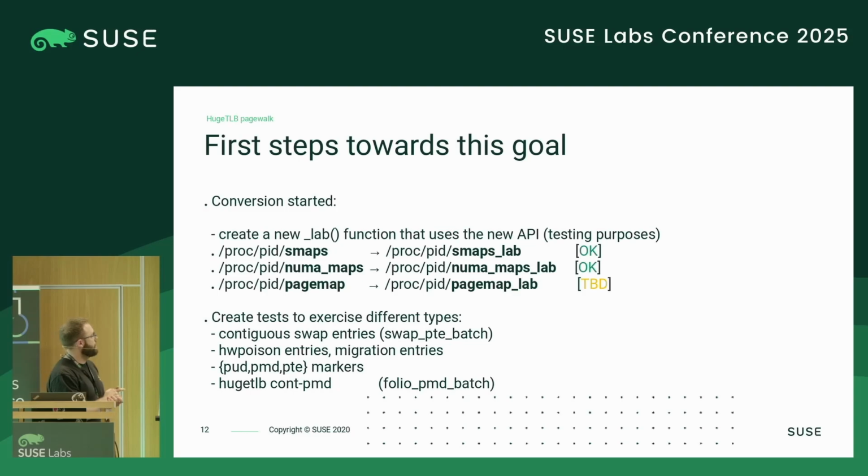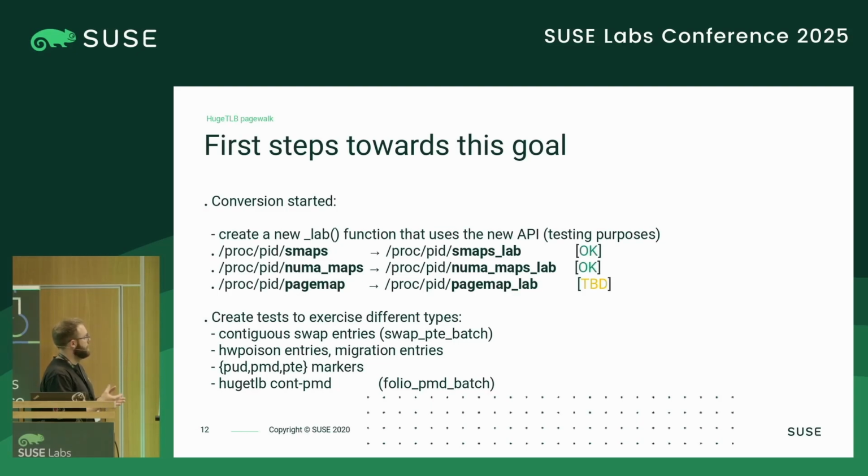So I started the conversion, and I already have maps and NUMA maps done. And yeah, it was quite time consuming because I had to create a lot of tests to exercise these special types like contiguous swap entries, hardware poison entries, migration entries, the markers, and so on. So I had to create all these tests. So I made sure that the new API could make sense of everything, and it will report correctly what it found.